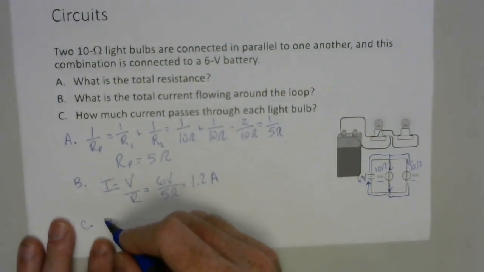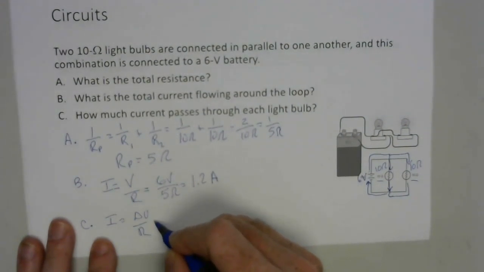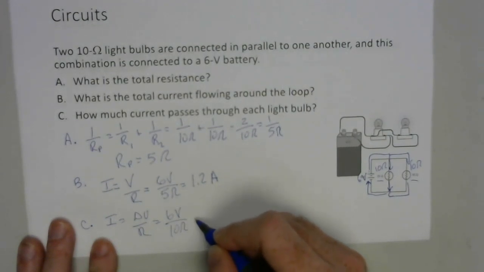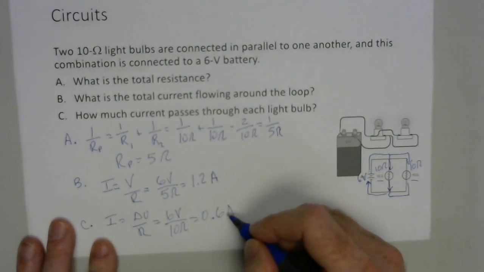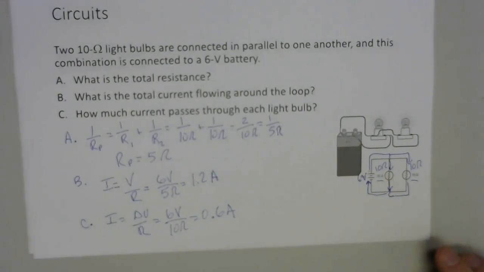So the current is going to equal the change in the voltage divided by the resistance, or 6 volts divided by 10 ohms, or just like we said, 0.6 amps for each branch of the parallel circuit, for a total of 1.2 amps for the entire circuit. All right, this has been a brief tutorial on circuits, series and parallel, including Ohm's law.